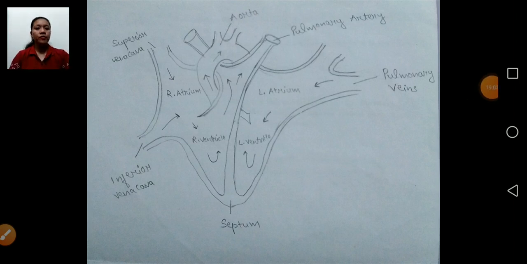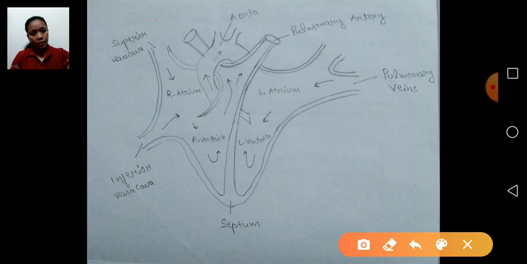This is a diagram of our heart. The impure blood from our body comes through the superior vena cava and inferior vena cava to the right atrium, and from the right atrium it goes to the right ventricle, and from here through the pulmonary arteries it goes to the lungs for purification.